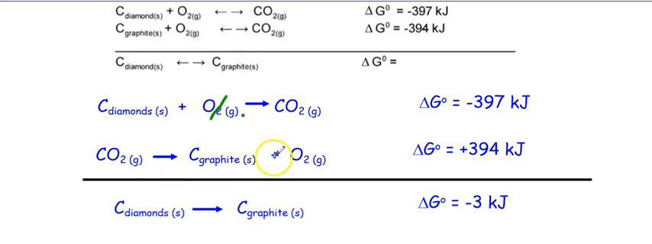I have some oxygens that are the same on both sides. I have some carbon dioxides that are the same on both sides. So what am I left with? Diamond going to graphite. And so I had to switch around the sign just like in delta H. So my delta G is -3 kilojoules. It is negative, it is spontaneous, but because it's not all that negative, I don't make a lot of products, okay? I'm not going to make a whole lot of graphite. Let's go on to the next page and see what that third way is.